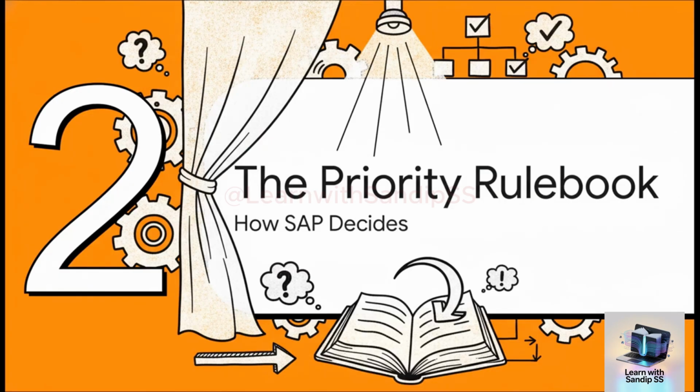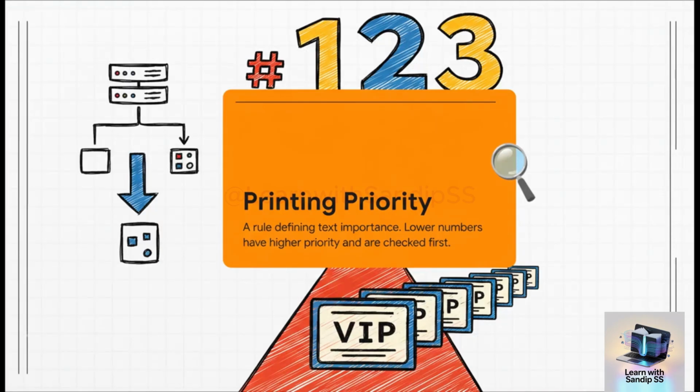All right, now for the main event. This is the secret sauce, the logic we've been talking about. Let's pull back the curtain and look at the actual rulebook SAP uses to decide which text gets printed. The very first rule you need to know is called printing priority. You can think of it like a VIP list for your texts. A text with printing priority 1 is the most important, and SAP is always going to check for it first. Priority 2 is next in line, then 3, and so on. It's simple. The lower the number, the higher the priority.